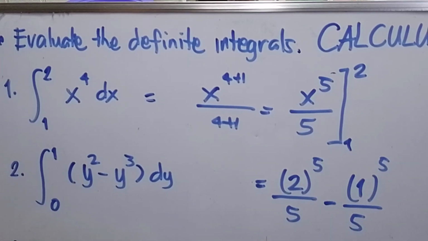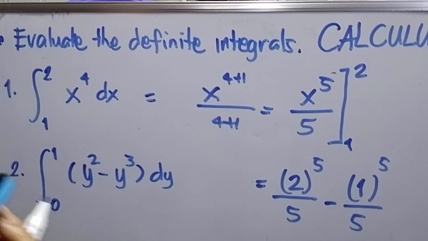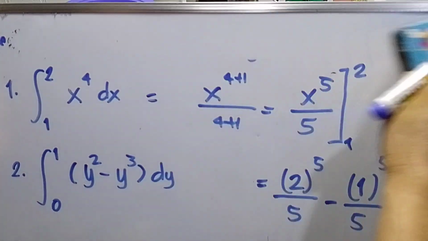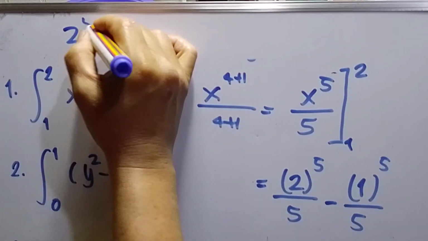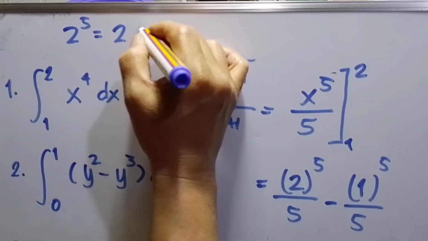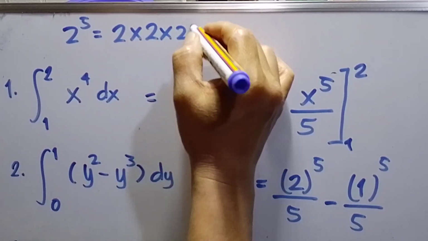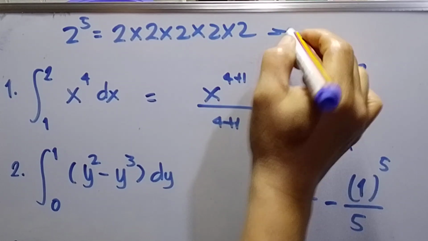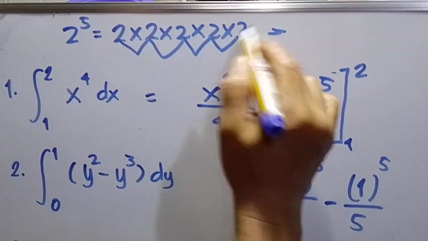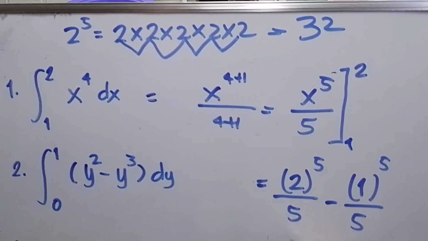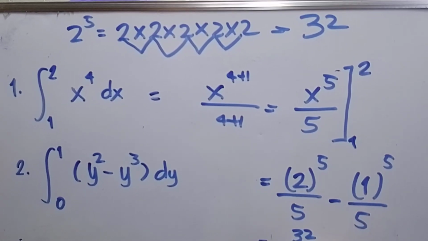So what is 2 raised to the power of 5? Let us recall our basic arithmetic. 2 raised to the power of 5 means multiplying itself 5 times. So 2 times 2 is 4, times 2 is 8, times 2 is 16, times 2 is 32. So I have 32 over 5.